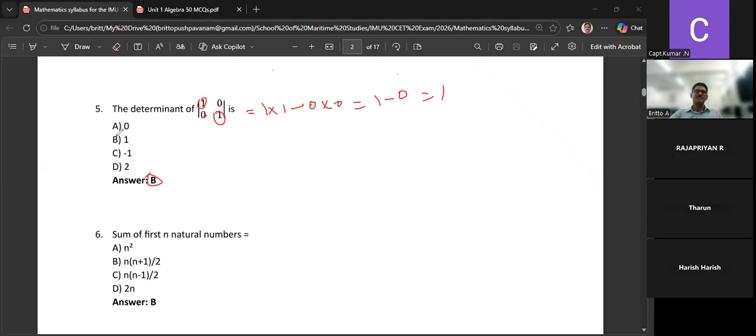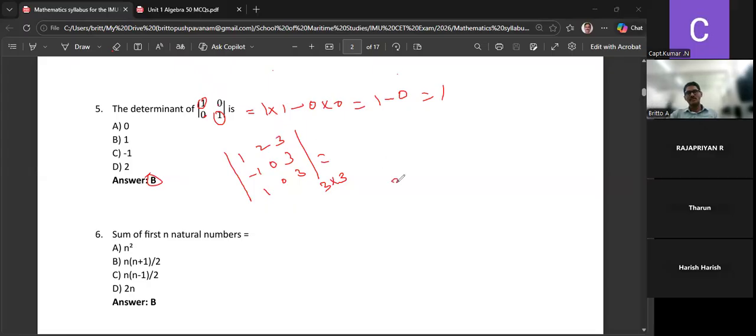But sometimes you may forget how to expand the determinant. Since we are studying the expansion of 2 cross 2, you should know how to expand the determinant of 3 cross 3 also, right? Since we have a problem of 2 cross 2, I'll give one example for 3 cross 3. Suppose you have numbers like this: 1, 2, 3, minus 1, 0, 3, 1, 0, 3. How do you expand this determinant? This is a 3 cross 3 determinant. You can expand the determinant by any row or any column.